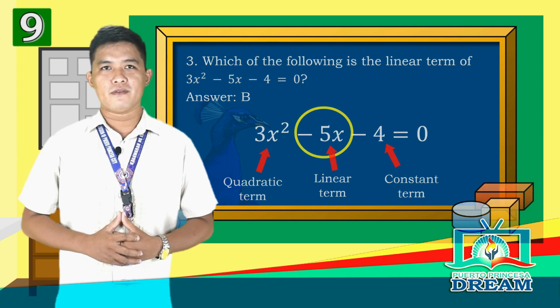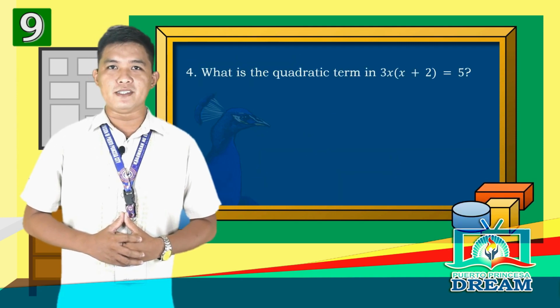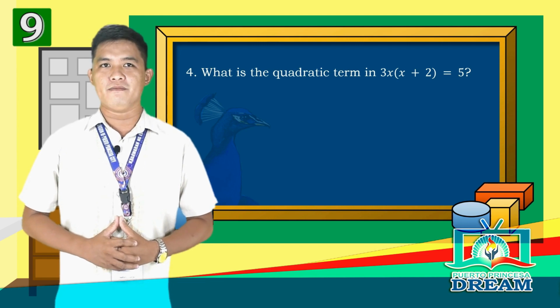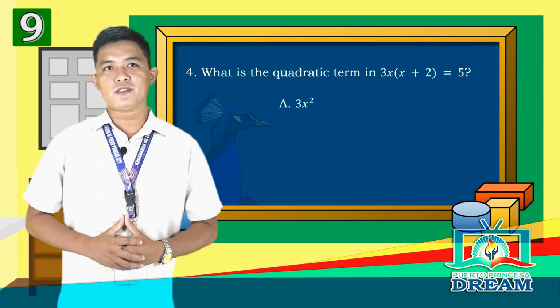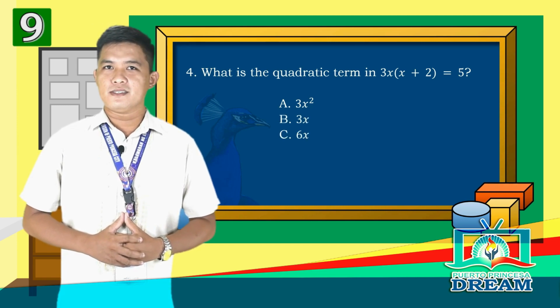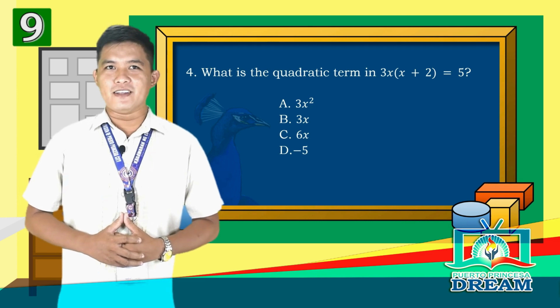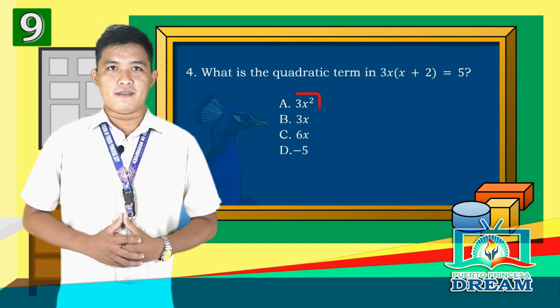Question number 4. What is the quadratic term in 3x times the quantity x plus 2 equals 5? A. 3x squared. B. 3x. C. 6x. D. Negative 5. The correct answer is letter A.